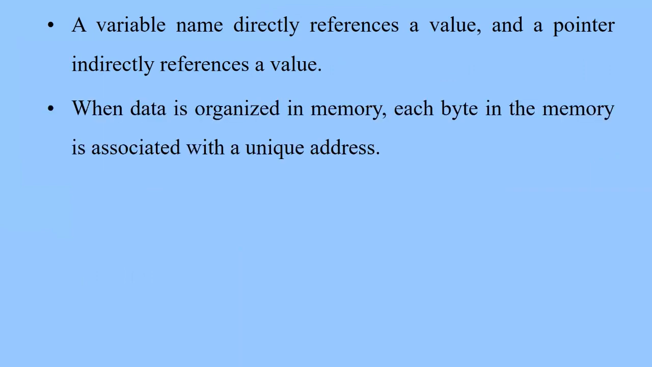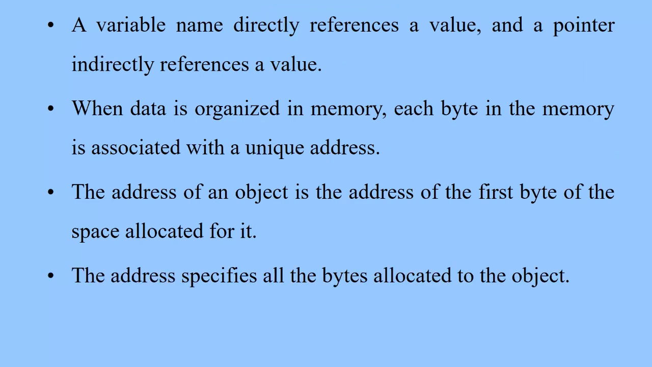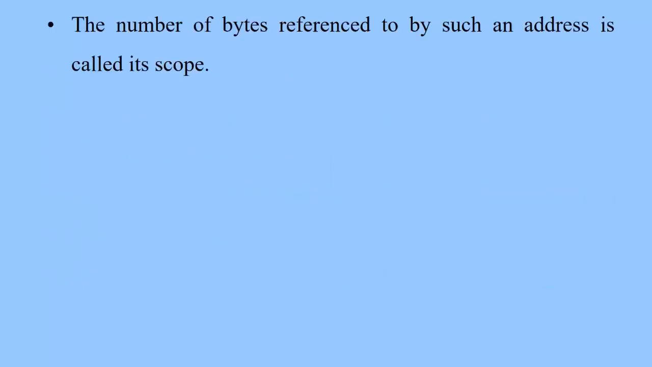When data is organized in memory, each byte in the memory is associated with a unique address. The address of an object is the address of the first byte of the space allocated for it. The address specifies all the bytes allocated to the object. The number of bytes referenced by a pointer is usually determined by its type, and that is called its scope.